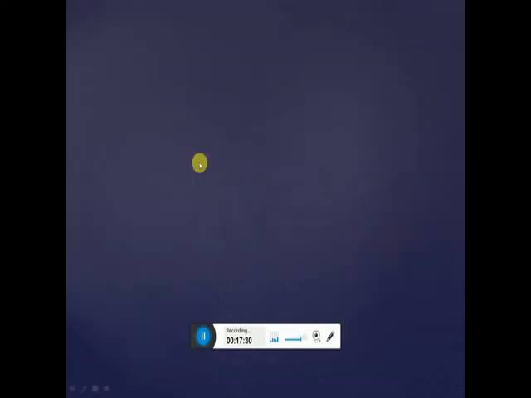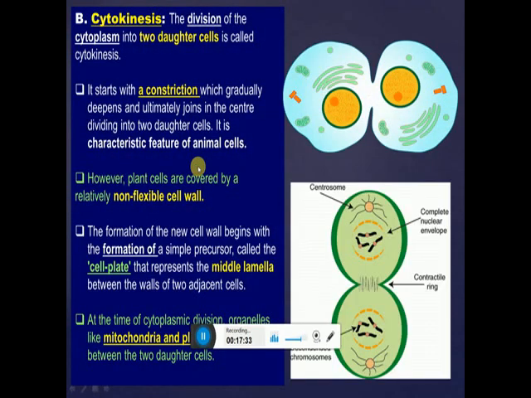Then cytokinesis is the part after karyokinesis. In karyokinesis we have studied the prophase, metaphase, anaphase and telophase. After karyokinesis, the division of cytoplasm into daughter cells is called cytokinesis. Kinesis, the break or division of the cytoplasm, is called cytokinesis. It starts with a constriction, which gradually deepens and ultimately joins in the center, dividing it into two daughter cells. It is a characteristic feature of animal cells.